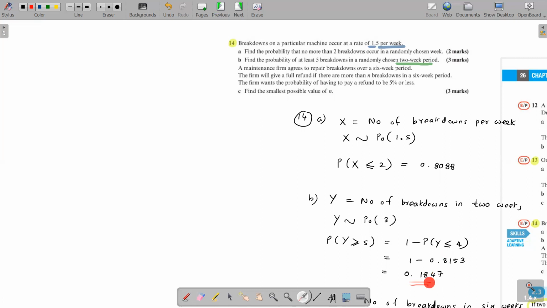Okay, this part is done. So let's now move to the main part. Part C is the one that I really want you guys to understand, and the one where you need to write the expression. The most important thing in part C is writing down the correct expression. Okay, so let's read. The maintenance firm.